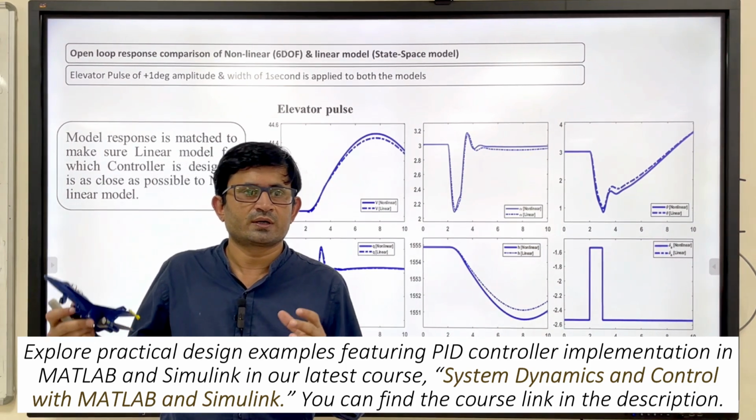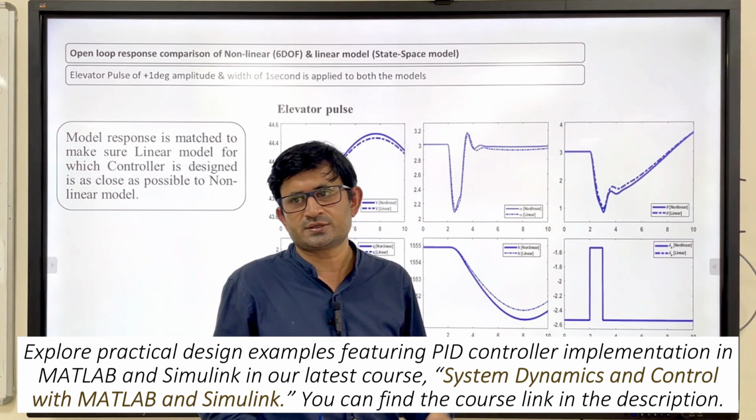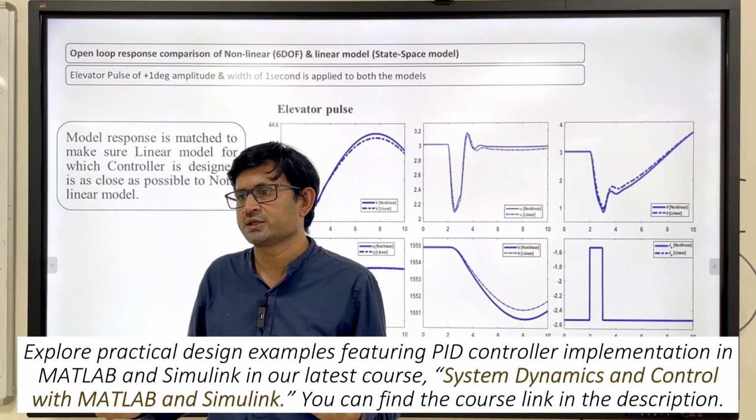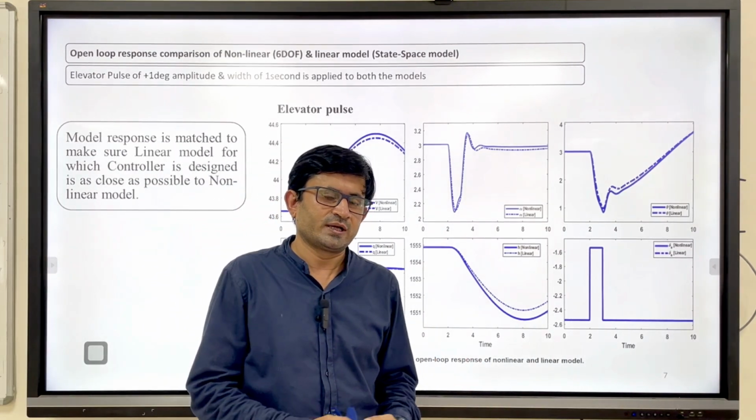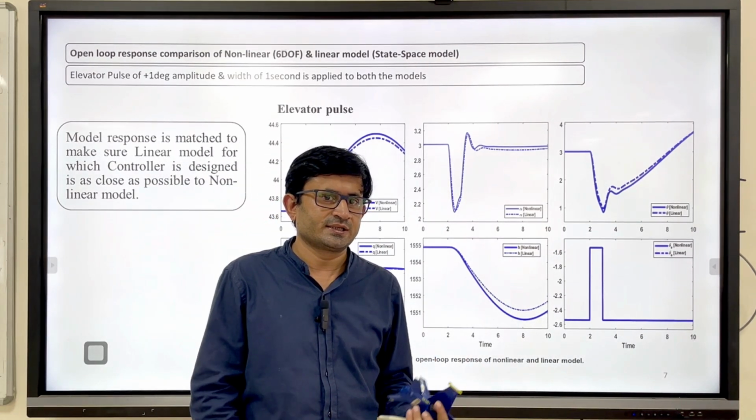So that means the linearization we have done so far is good. We are ready to proceed with the control design at this trim point. Okay. So similarly, for the lateral and directional case, we will see in the next class.